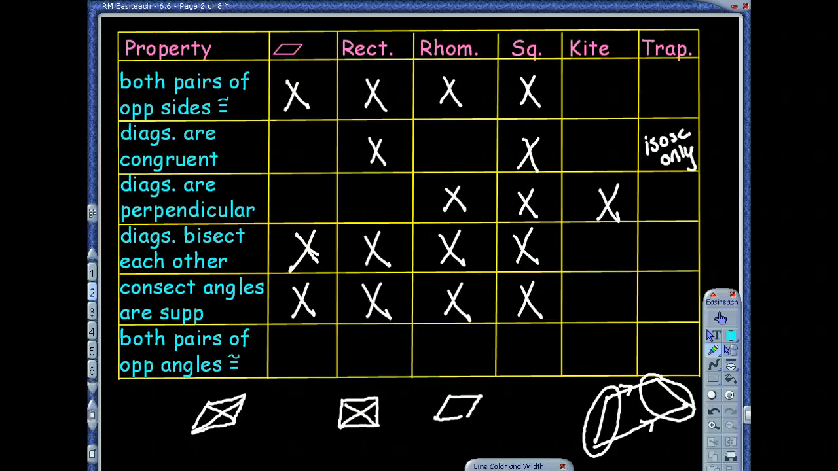Now, this last one, it said both pairs of opposite angles are congruent. Well, that's just a property of a parallelogram, which means rectangle, rhombus, and square. Yes. Are opposite angles congruent in a kite? Only one pair, but not both pairs. Yeah. And then in a trapezoid, that won't happen. I'll just put that as a reminder. Don't forget there is that one pair. But trapezoid, yeah, definitely not. What angles are congruent in a trapezoid? The base angles. The base angles.